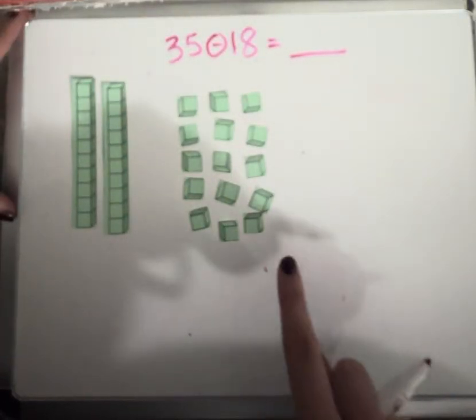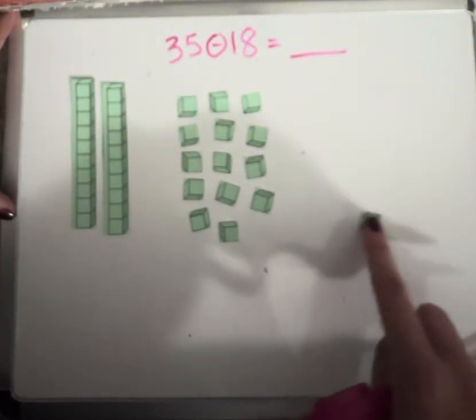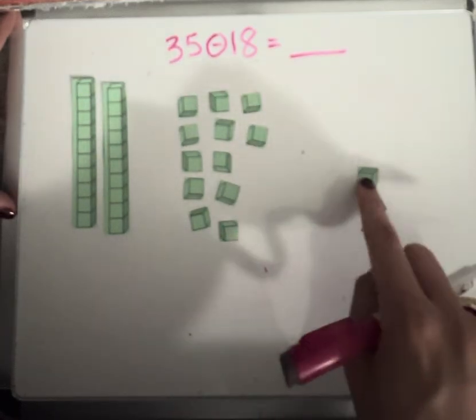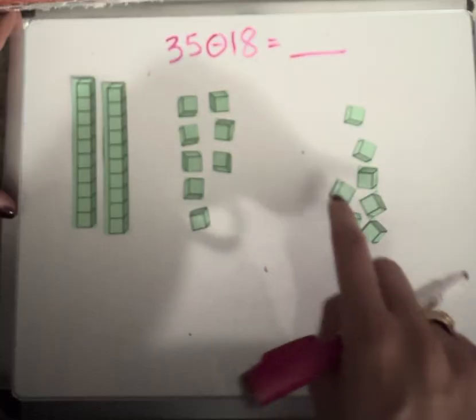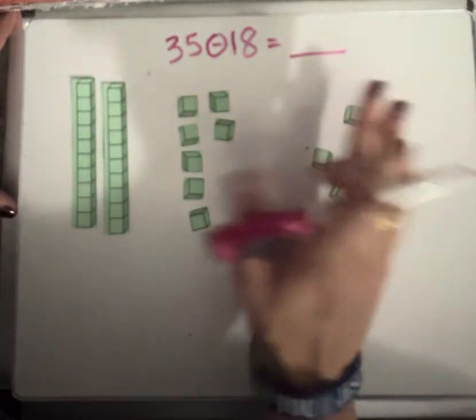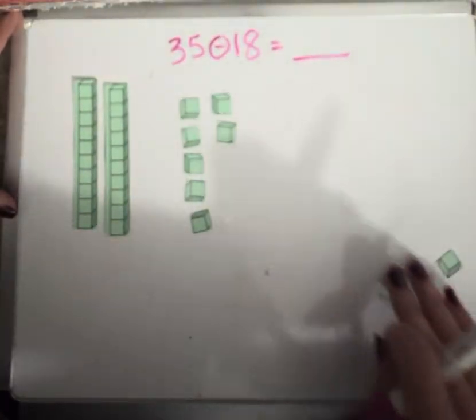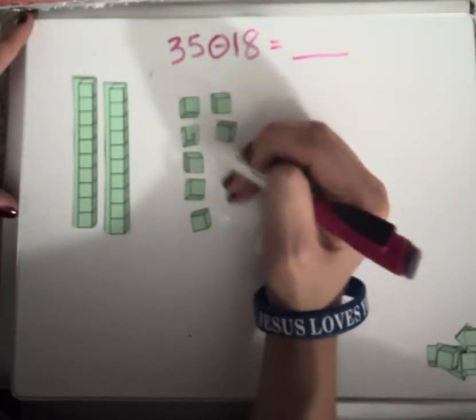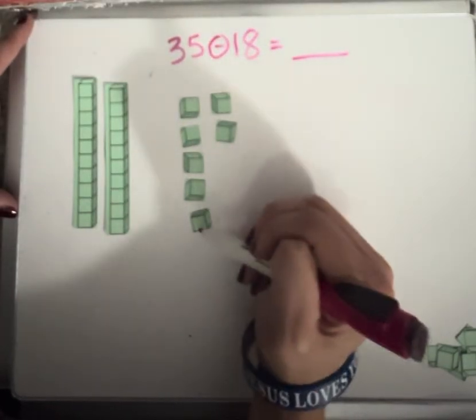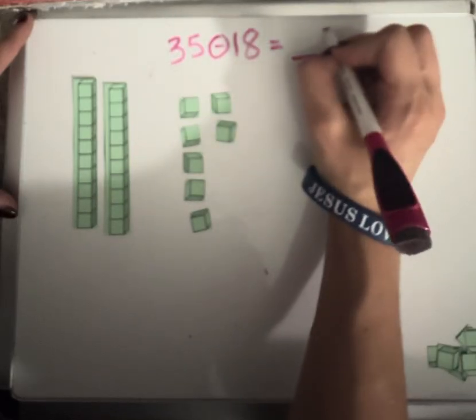So now let's try to take 8 out of our 15 ones. Okay, we're going to remove them. Ready? 1, 2, 3, 4, 5, 6, 7, 8. So now we have taken away these 8 ones, and we are left with, let's count them out, how many ones? 1, 2, 3, 4, 5, 6, 7. We are left with 7 ones.